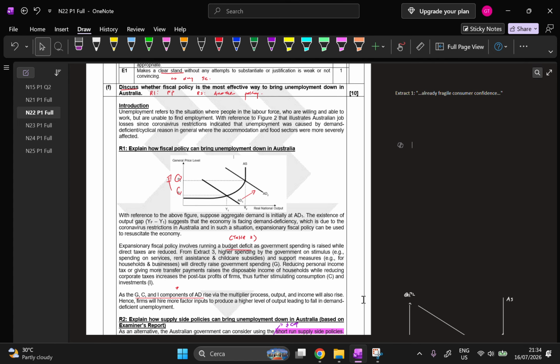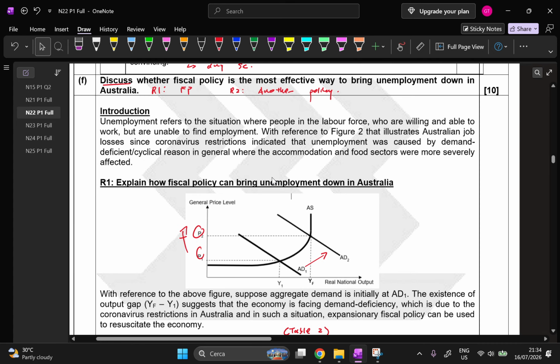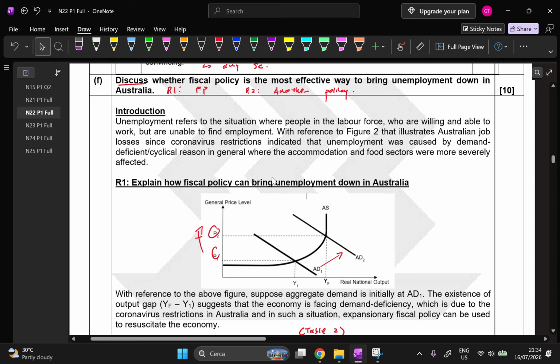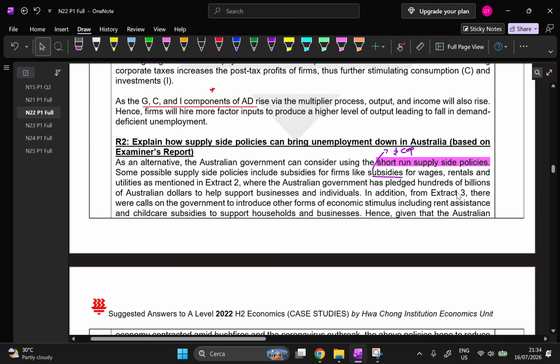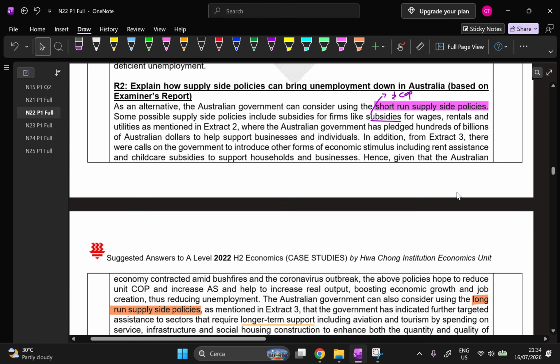Okay. Next, even though the question is 'discuss whether fiscal policy is the most effective way', a layman who hasn't studied econs might think this is a discursive essay. I will talk about why fiscal policy is effective. I will talk about why fiscal policy is not effective. But as you probably know after studying econs for 1.5 years, the correct way to write this essay is R2 should be another policy. In fact, the examiner's report had to explicitly state that R2 should be about some other policy like supply side policy.